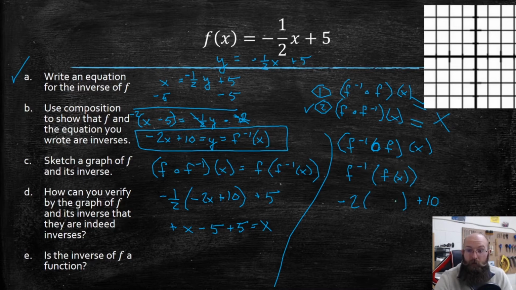All right, so what's my input? Well, f of x. F of x was the original way up there. So negative 1/2 x plus 5.